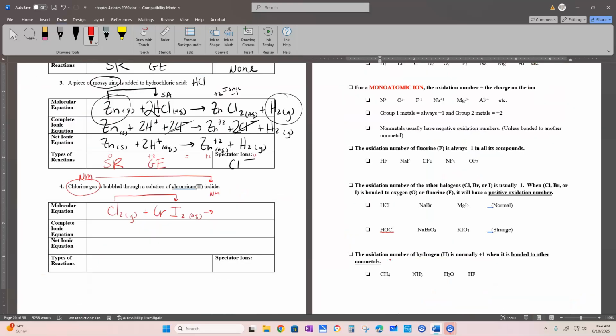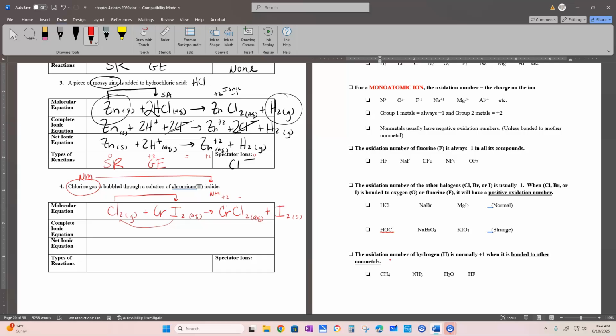So Cl2 gas and chromium iodide, they will swap places. It's basically like a merry-go-round of swapping places. So now I'm going to get that Cr and chlorine. Cr is +2, chlorine -1, and that will be aqueous with solubility rules. And then now iodine by itself, but it's diatomic. And naturally, iodine is a solid.